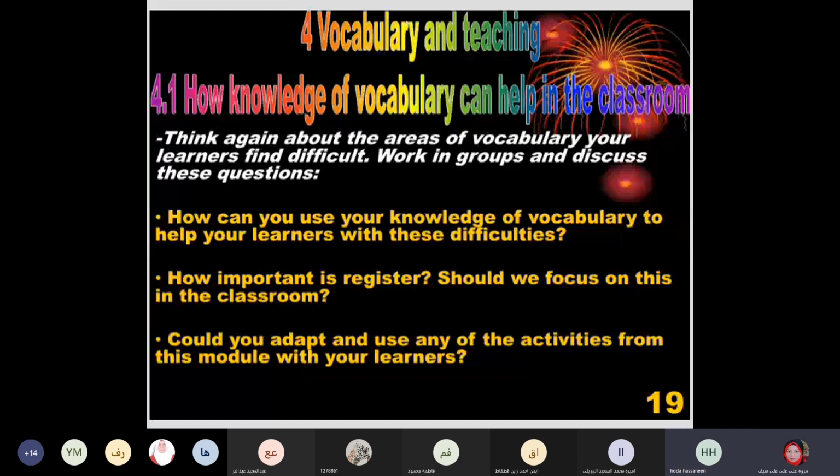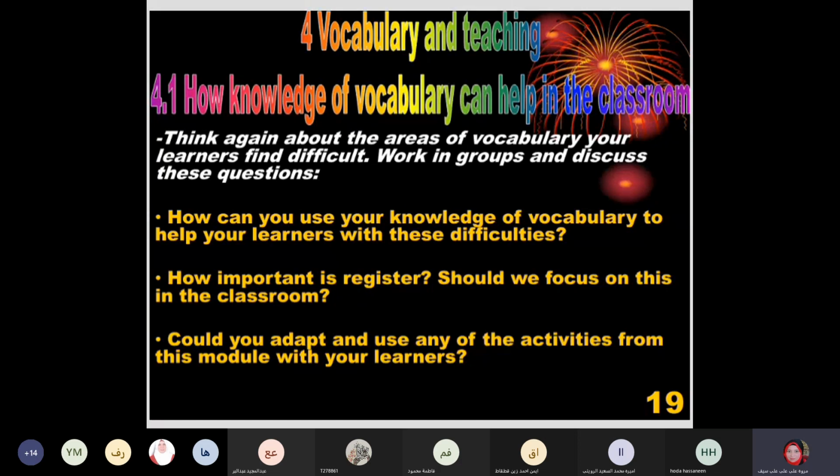Excellent question. And as usual, Mrs. Hoda, you tell us about questions that are very important. You are telling us that today we are dealing with vocab, the wrong word, the phrasal verbs. Are you coming here to teach us vocab? No, we are teachers and we have to have methodology. So look at the slide on the screen. This is the answer: how knowledge of vocabulary can help in the classroom.